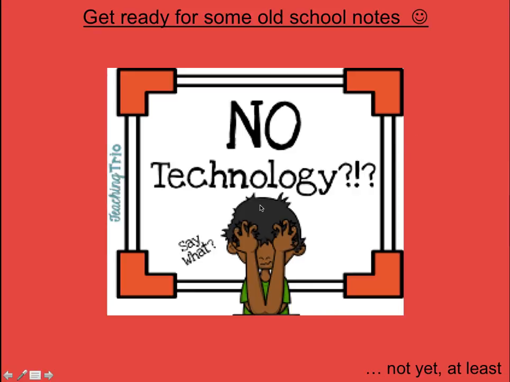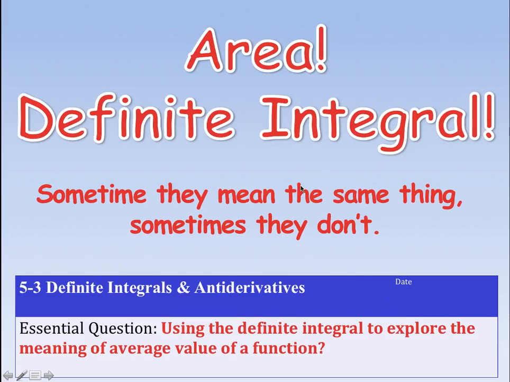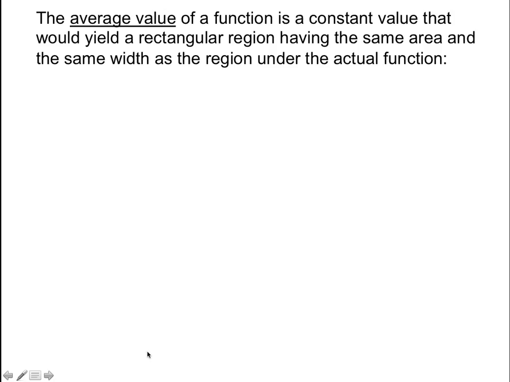This is section 5.3, day 2, and we are still looking at the definite integral and the concept of area. Sometimes they mean the same thing, sometimes they don't. We're going to talk a little bit about this. Our essential question for today is: how do we use the definite integral to explore the meaning of the average value of a function?